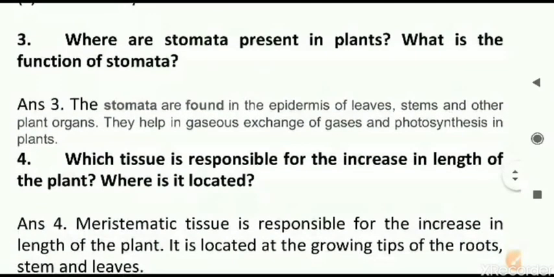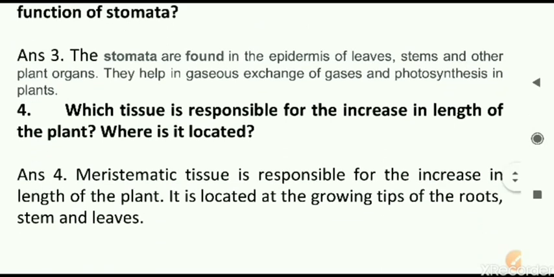The next now, question number 3. Where are stomata present in plant? What is the function of stomata? The answer is given there. They are found in epidermis of leaf, that is upper layer of the leaves, stem and other plant organ. All over the plant body it is found. What is the function now? They help in gaseous exchange of gases and photosynthesis in plant. That is the answer for this third answer.